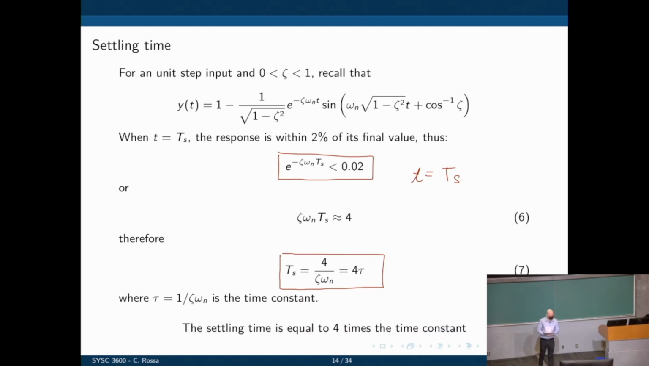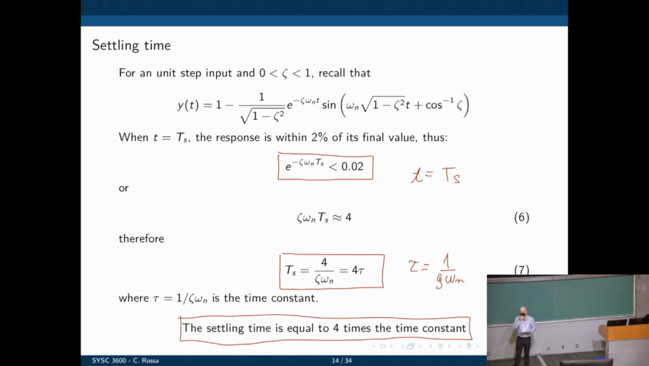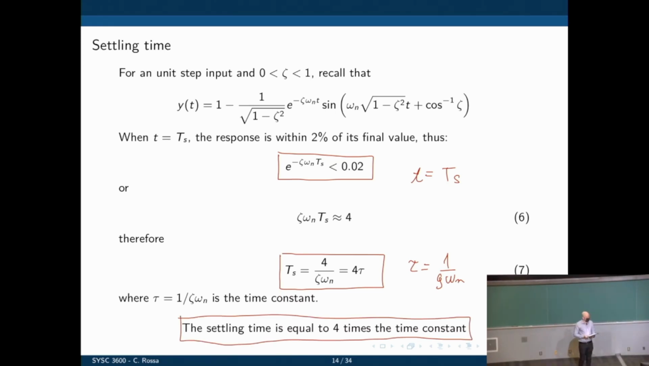So here with equation 7, we can also define what we're going to call the time constant for a second order system. You're going to define this as 1 over omega n times zeta. That's the time constant. If that's the time constant, then the settling time is 4 times the time constant. And you may ask, where did you get this definition of the time constant? Did you just come up with that? Well, you notice that zeta omega n is the real part of the pole, isn't it? Zeta omega n is the real part of the pole. And we are saying here that the time constant is inversely proportional to the real part of the pole.